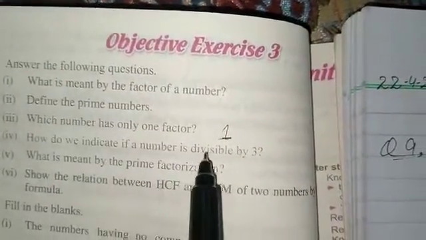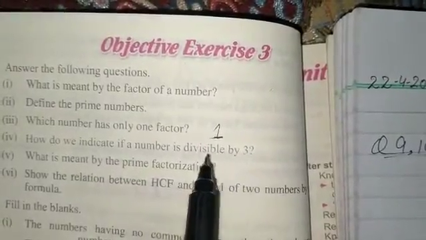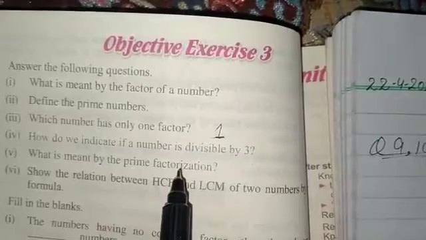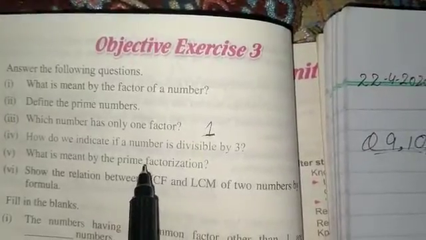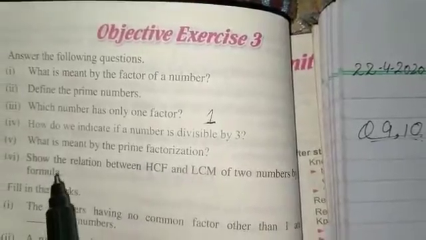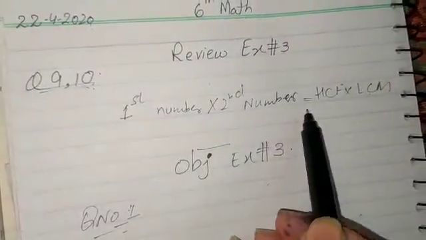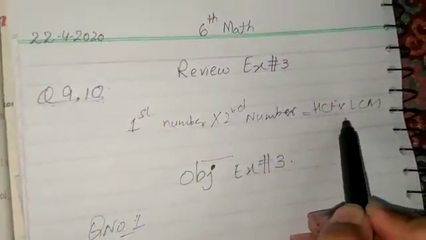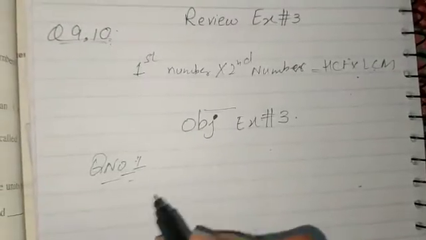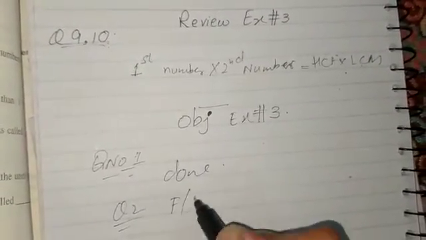How do we indicate the number is divisible by 3? The rule of divisibility by 3 was explained in previous class. What is meant by prime factorization? The definition of prime factorization was also explained in previous class. Show the relation between HCF and LCM of two numbers by formula. This is the relation between HCF and LCM of two numbers. Question number 1 is done. And question number 2 is filling the blanks.